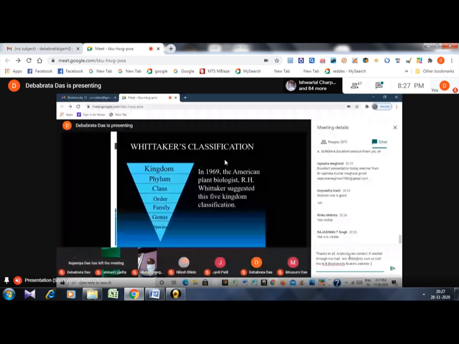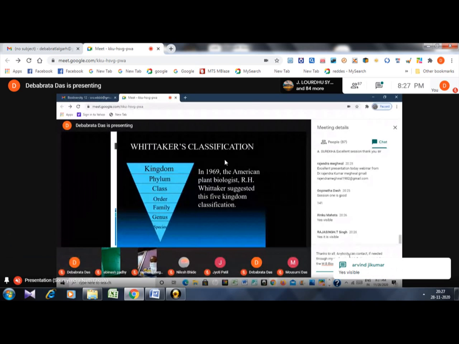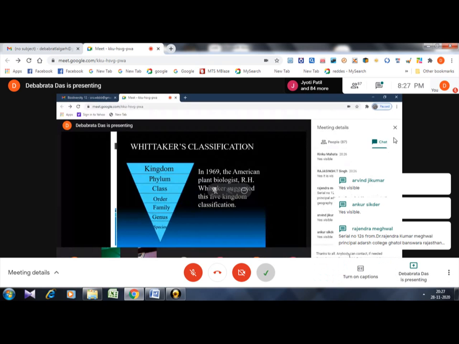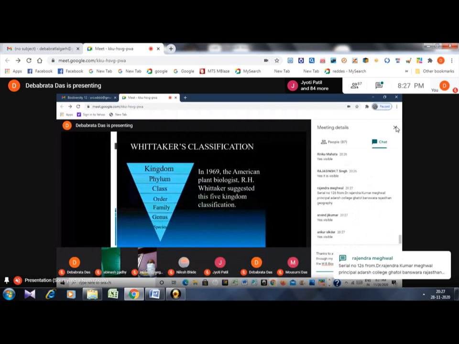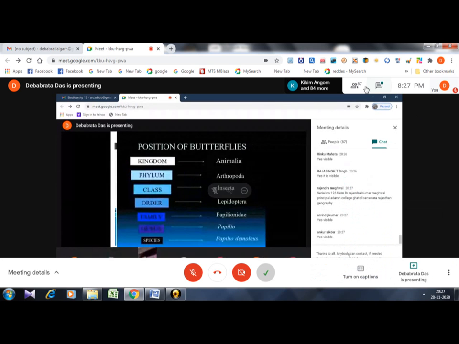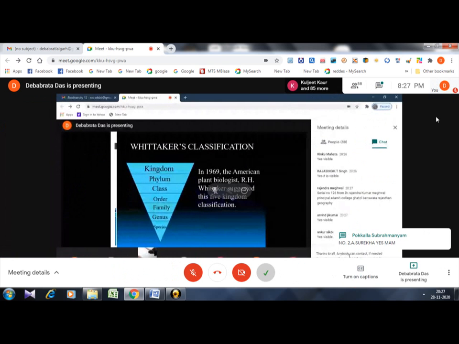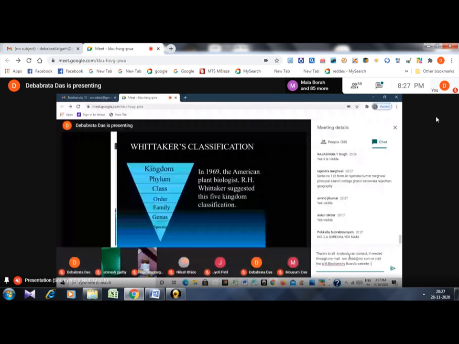So in 1969, the American plant biologist R.H. Whitaker proposed this 5 kingdom classification. So Monera, Protista, I will not go into that part. So we know about these 7 steps: kingdom, phylum, class, order, family, genus, species. So I will show you in which part butterflies are in these steps. So you see the position of butterflies here.